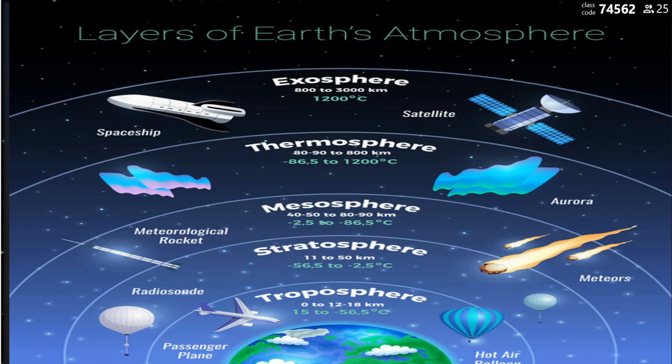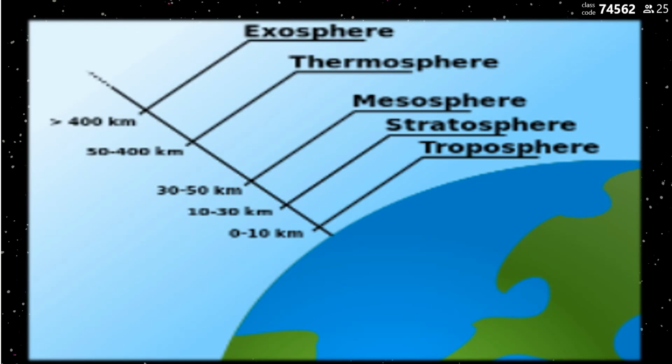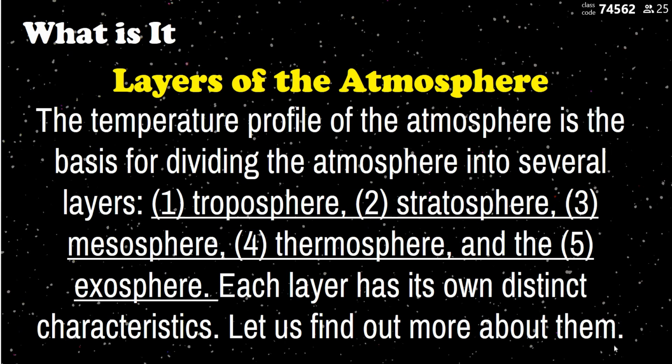And the last one just above the Earth is the troposphere. It is 0 to 12 to 18 kilometers with 15 to negative 56.5 degrees Celsius. It's a place for the passenger plane and the hot air balloon. So, this is it, the illustration of the layers of the Earth's atmosphere. Okay, so another way around, as you can see, troposphere, stratosphere, mesosphere, thermosphere, and exosphere, with the corresponding distance from the Earth. What is it? Layers of the atmosphere.